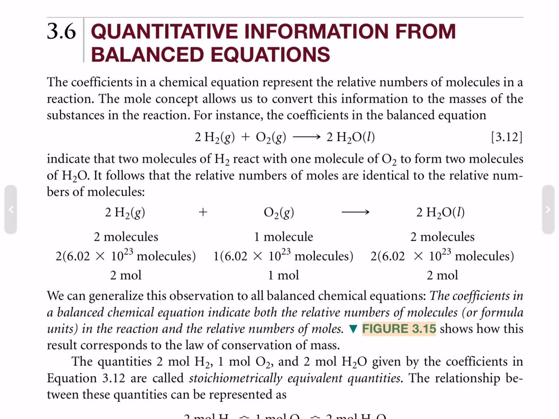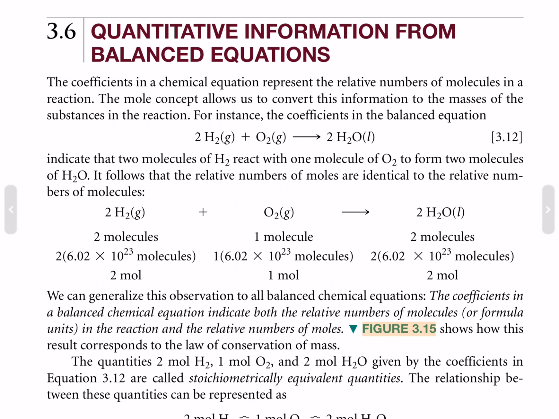For instance, the coefficients in the balanced equation of 2 molecules of hydrogen plus 1 molecule of oxygen gas yields 2 molecules of water, or 2 moles of hydrogen gas plus 1 mole of oxygen gas yields 2 moles of water, indicate that 2 molecules of hydrogen react with 1 molecule of oxygen to form 2 molecules of water. It follows that the relative number of moles are identical to this relative number of molecules.